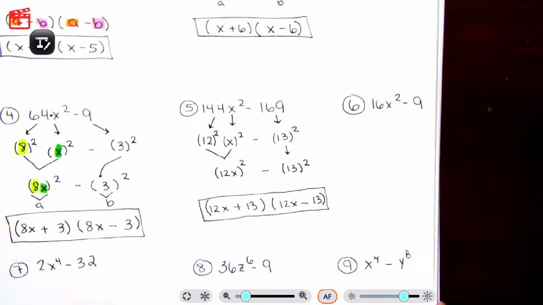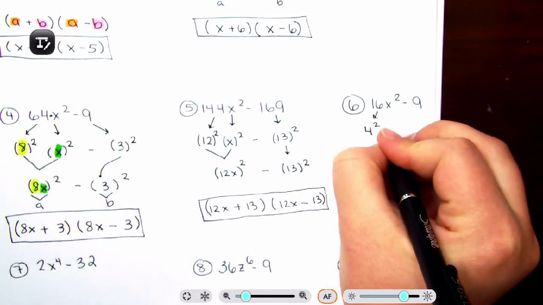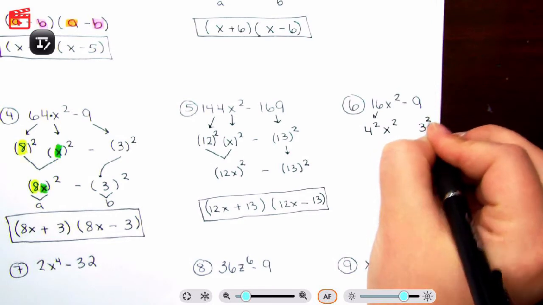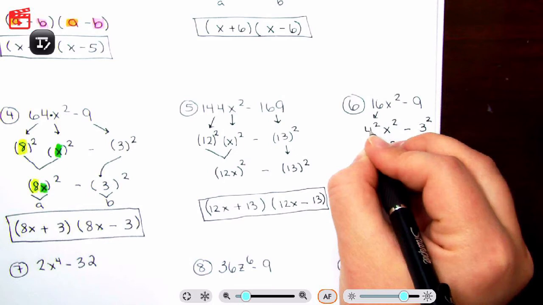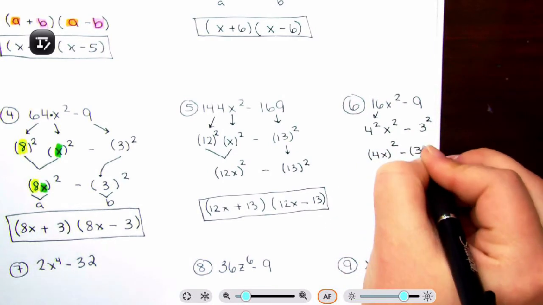Do one more. 16 is 4 times 4, so 4 squared. X is just x squared. And 9 we said was 3 squared. Let's do that in bubble form. Again, put these together, so I have 4x. This 3 is just by its lonesome.